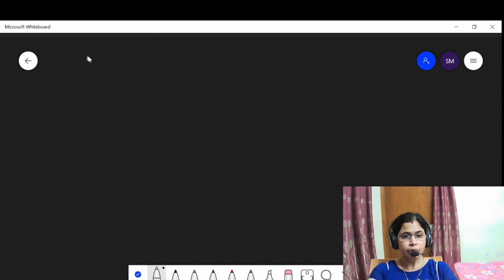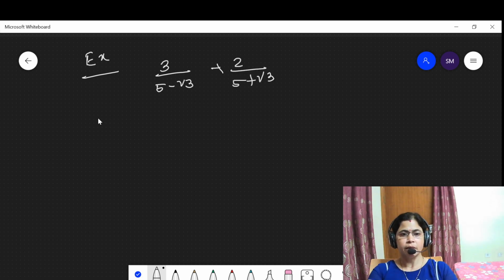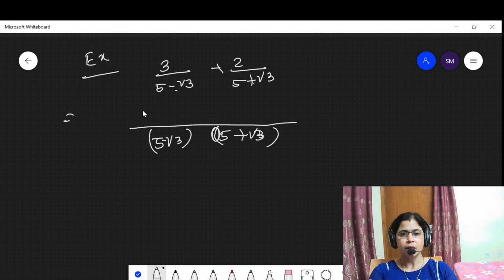Please students, here is another question: simplify each of the following. 3 upon 5 minus root 3 plus 2 upon 5 plus root 3. Here you take the LCM, which is 5 minus root 3 into 5 plus root 3. Then by solving this you get 3 into 5 plus root 3 plus 2 into 5 minus root 3.